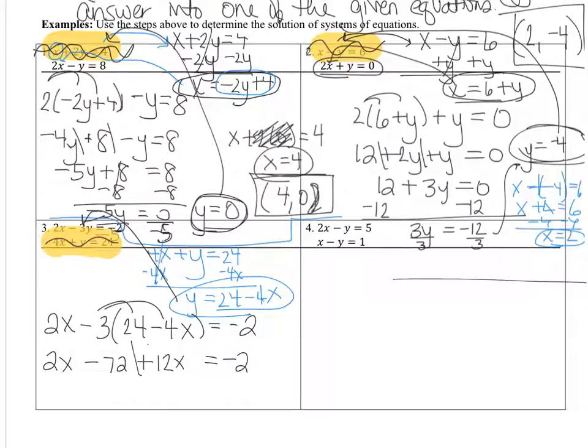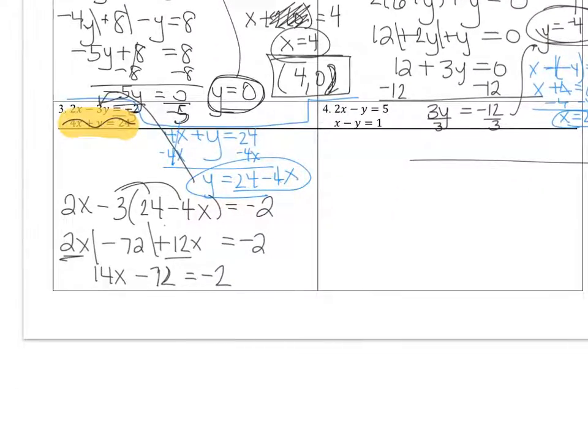Now I'm going to draw my slashes. Combine like terms. 2x and 12x make 14x minus 72 equals negative 2. So I'm now going to add 72 to the other side. I get 14x equals 70. Divide by 14. X equals 5.